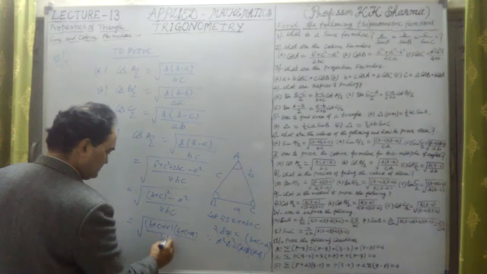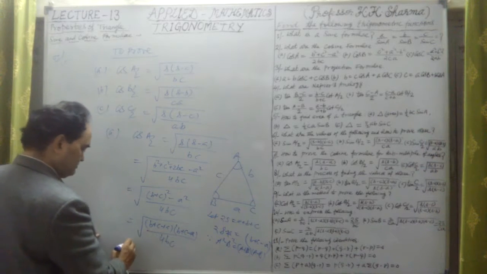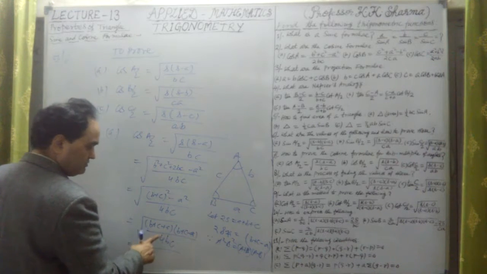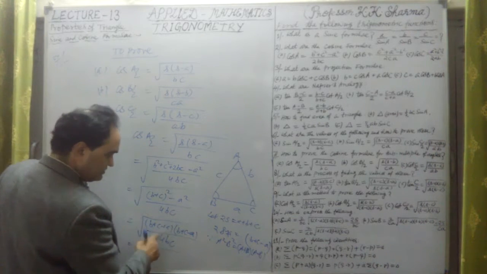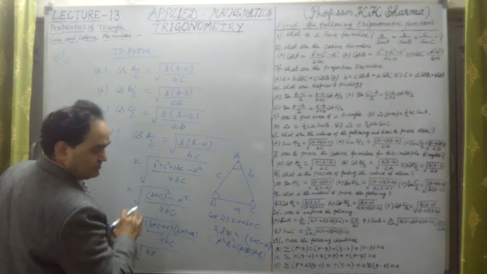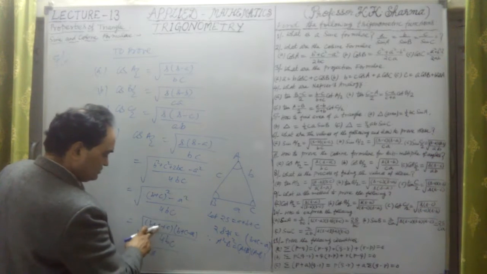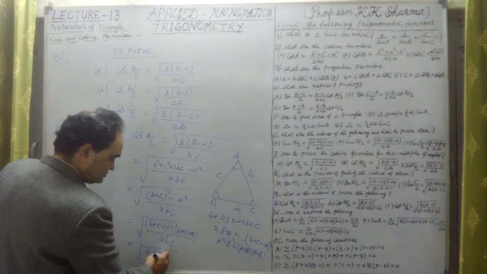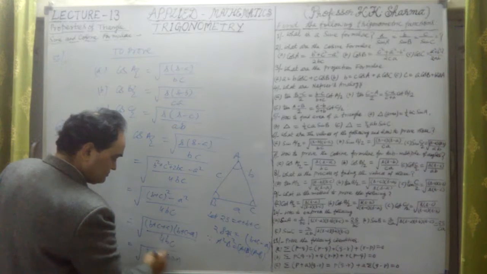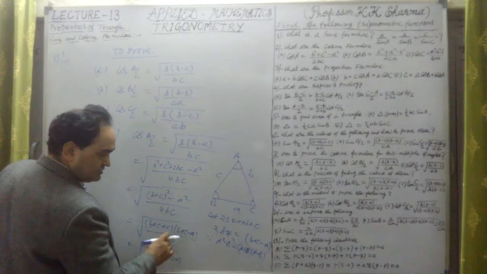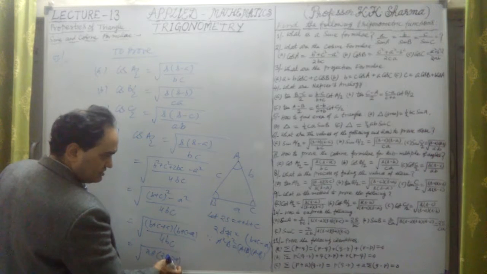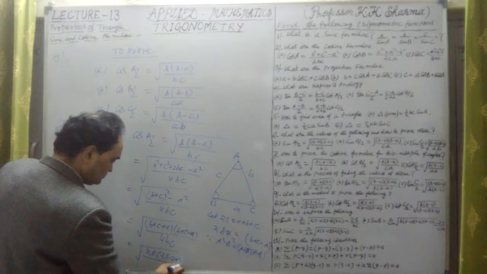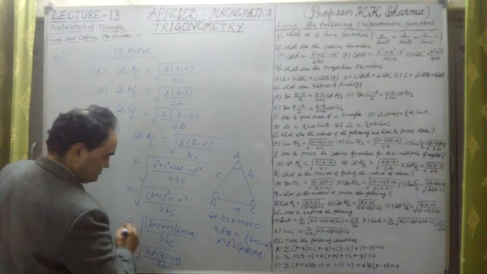That way, 4bc. Now, a plus b plus c is what? It is twice s. The semi-perimeter is small s, the perimeter is twice s, so a plus b plus c is twice s. The second bracket is b plus c minus a. It can be written as twice s minus twice a. If I replace a plus b plus c with twice s, it will be b plus c minus a equal to twice s minus twice a. This is 4bc in the denominator.